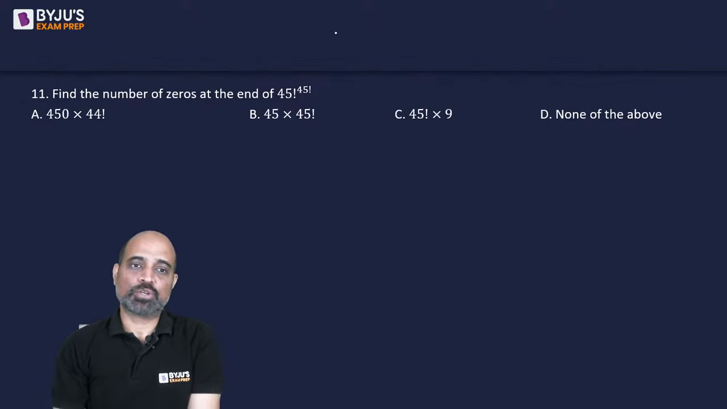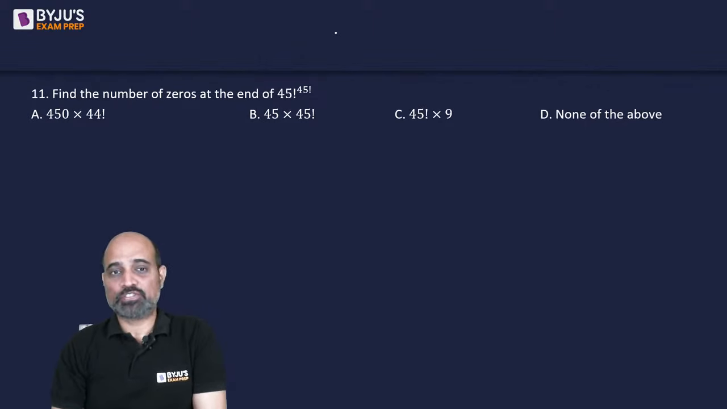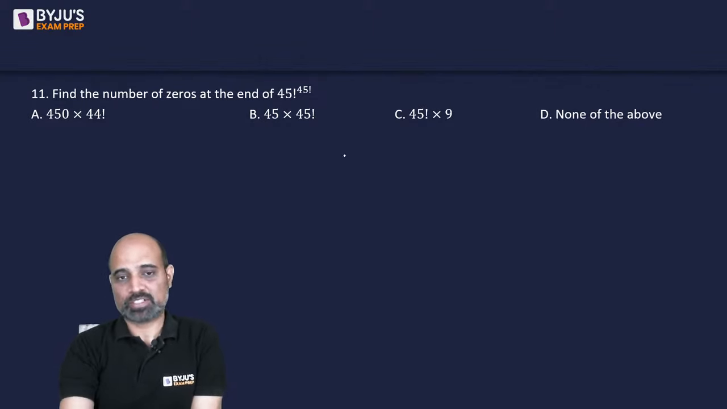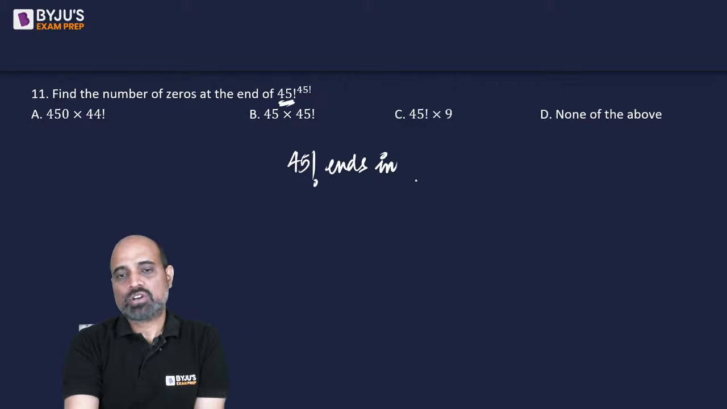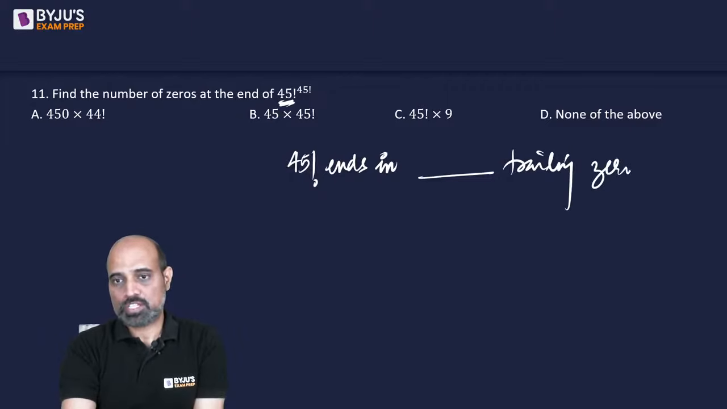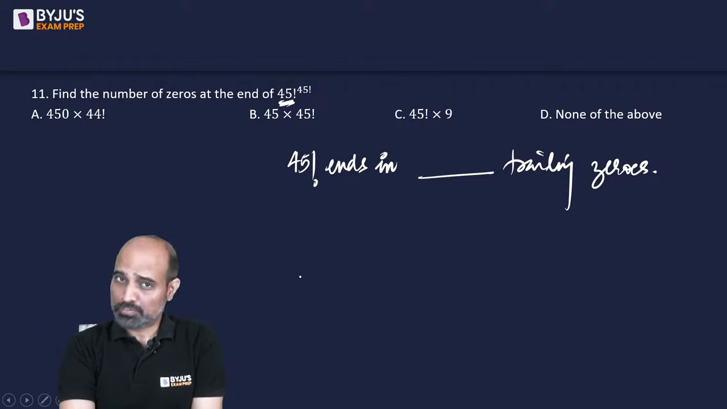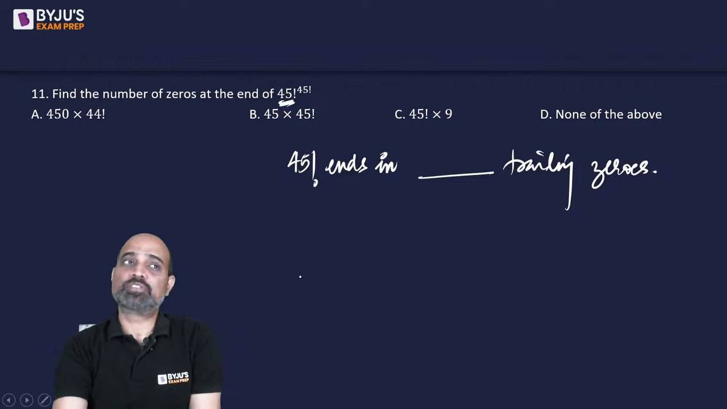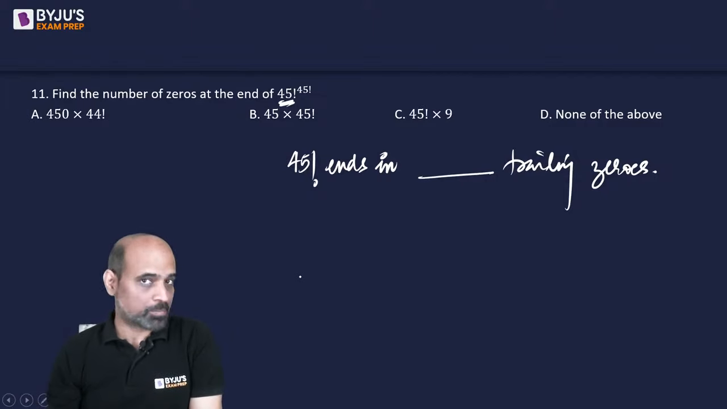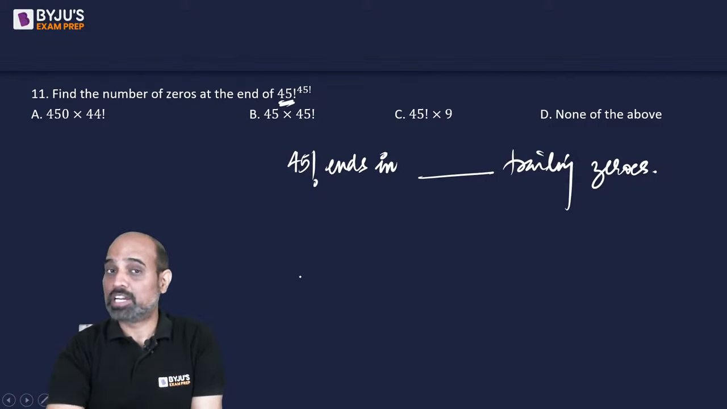Anyways, next question. Find the number of zeros at the end of 45 factorial to the power 45 factorial. So the number of zeros at the end of such a question will be, take the base, 45 factorial ends in how many trailing zeros? So this is our first step. 45 factorial will end in, we need to find out the number of tens in 45 factorial. In other words, we need to find out the number of 5s and 2s. 2s will definitely be more than the number of 5s, so we will only find out the number of 5s.